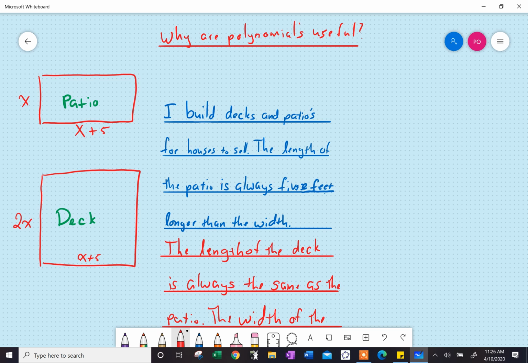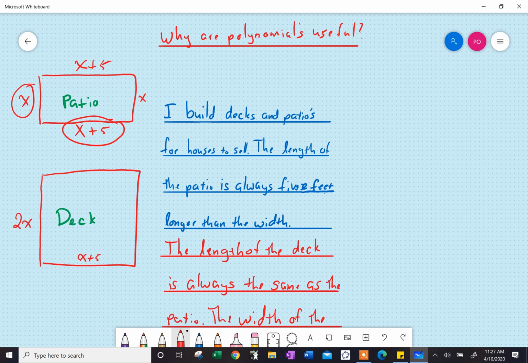I know that it says I build decks and patios for houses to sell. The length of the patio is always 5 feet longer than the width. So here's my length, and you can see that it's 5 feet more than the width. My width, I don't know how big the width is. That depends on the customer. So if the customer wants my width to be 10 feet, the length would be 10 plus 5, which is 15 feet. So if they're always rectangles, this side is going to have to be x plus 5, and this side is going to have to be just x.